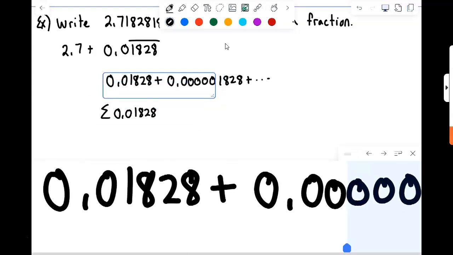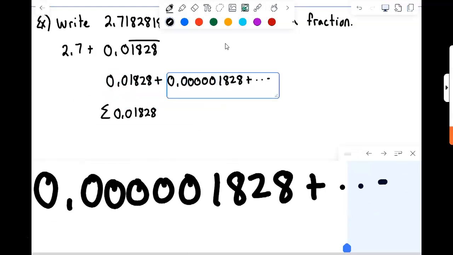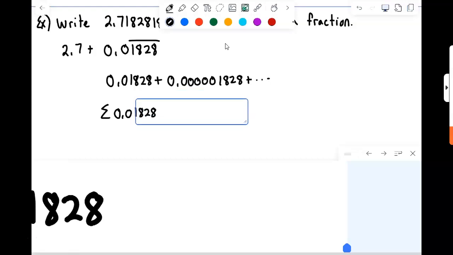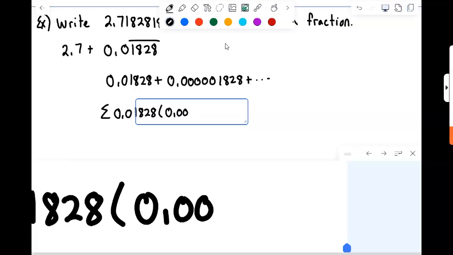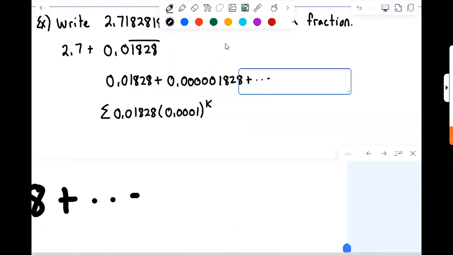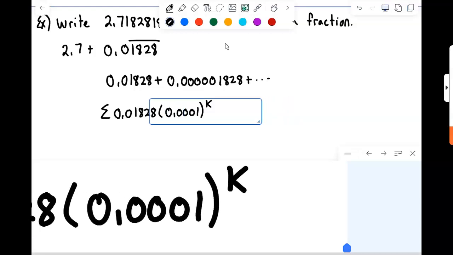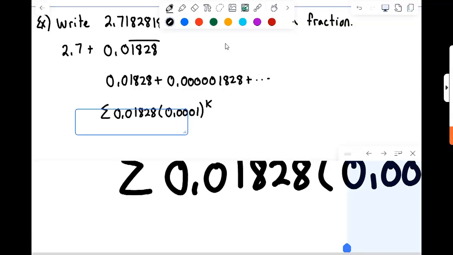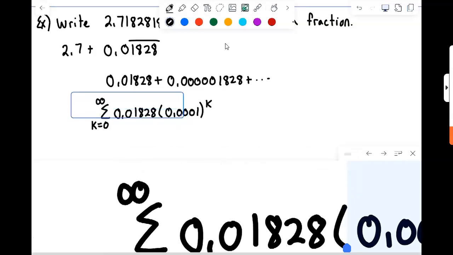And then when you get to the next one, it's 4 places over. Moving it back 4 places to make it smaller is the same as dividing by 10,000 or multiplying by 1/10,000th. Every time, it's going to move back 4 places. So we multiply by 0.0001 to the k, and this would be the sum as k goes from 0 onward to infinity.